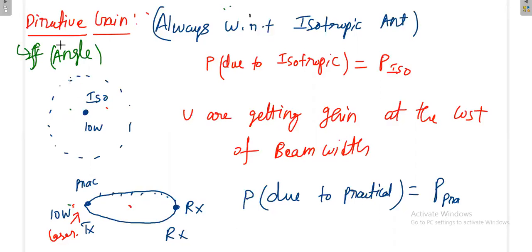So here also gain is a function of angle. Directive gain is a gain; it is a function of direction, a function of angle.